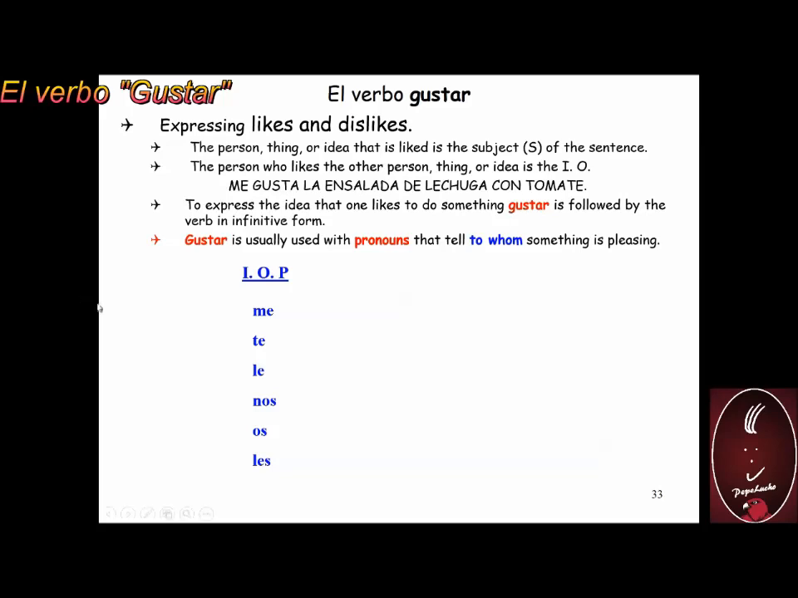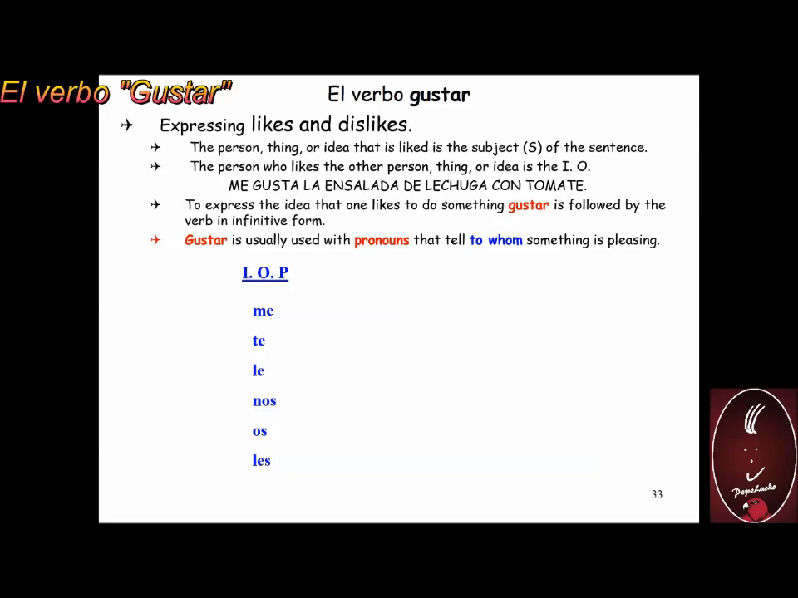The meaning in English is: me is to me or for me. Te, to you or for you. Le has different meanings. Le is to him or for him, to her or for her, and to you or for you, formal. Nos, to us or for us. Os, to you all, for you all, informal. And les, to them or for them, and to you all, for you all, formal.